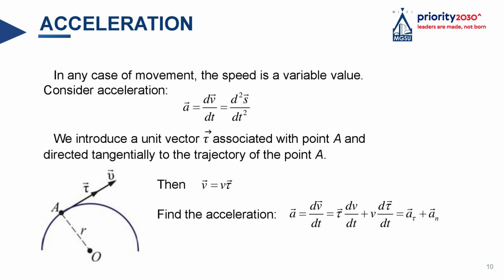And please pay attention to the following picture in the slide. We introduce a unit vector associated with point A and directed tangentially to the trajectory of the point A. Vectors tau and v at the point A match. Then you can write vector velocity equals v tau vector. Find the acceleration. This formula you can find in the slide. We get two terms of acceleration.